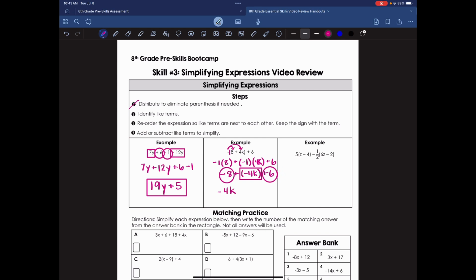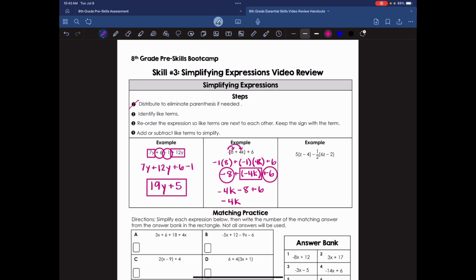And then there's no other k terms, so I'm going to move on to my circles, which are my constants. I have a negative 8. I'm bringing that negative with it. And then a positive 6. And now there's nothing to combine with the negative 4k, so that stays the same.